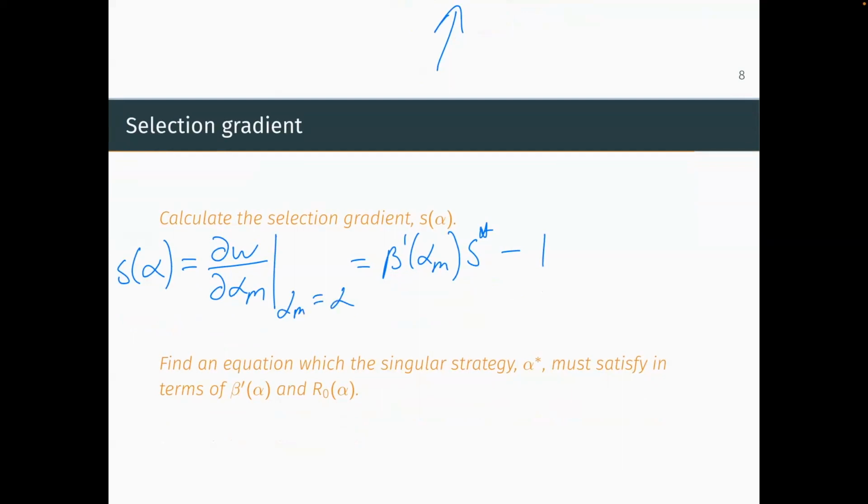And then I said I'd evaluate this now when alpha m is equal to alpha. So everywhere I see an alpha m, I just replace it with an alpha. The only place is just here. So this goes to beta prime of alpha, the derivative of our trade-off, times our endemic equilibrium proportion of susceptibles, S star, then -1. This is my selection gradient.